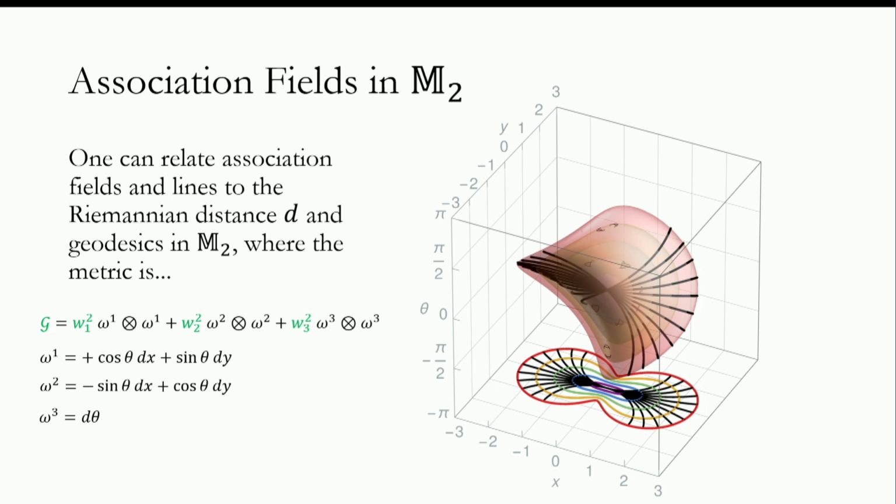So the idea is that there's a definite connection, or at least there can be made a connection between association fields and lines and Riemannian distance and Riemannian geodesics in this high dimensional space. Okay, so that's the neurogeometry.